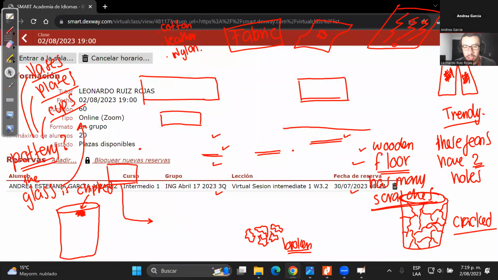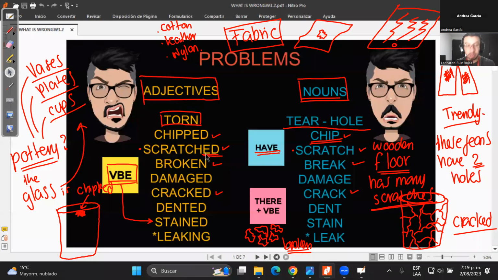Very good. So the next problem is something very general, which is the word damaged. When I say something is damaged, we know it doesn't work, but it's not specifically why, no? So my cell phone is damaged. But what happened? I don't know, right? Teacher, this word is for any object?